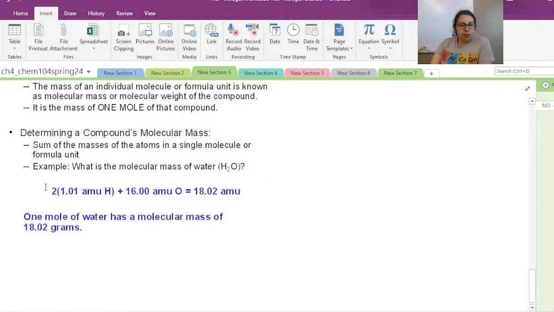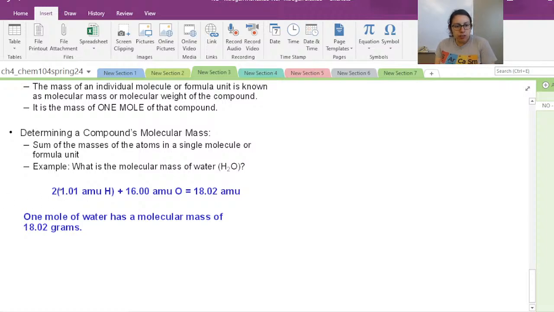Notice they just add up everything. And then you can always have different answers with rounding. In this case, they rounded the mass of hydrogen to 1.01. Some people just round it to 1. Some people use 1.008. So there's going to be different answers. Just be cognizant of that. I'm aware of that, so I know your answer could have some fluctuations with rounding.